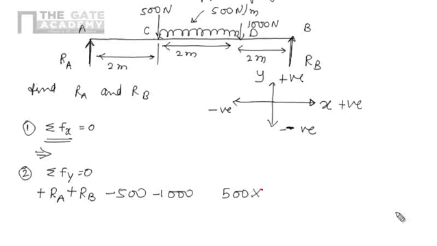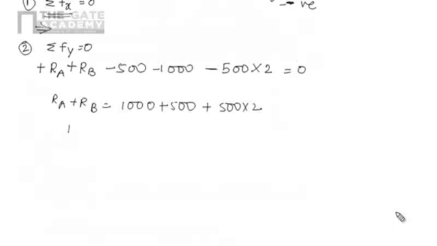We have to multiply it with the span where it is distributed. It is the span of this 2 meter, so that is 2, and it is acting in downward direction, so negative, equals to 0. So Ra plus Rb, from this equation we have 1000 plus 500 plus 500 into 2. So Ra plus Rb equals 2500.